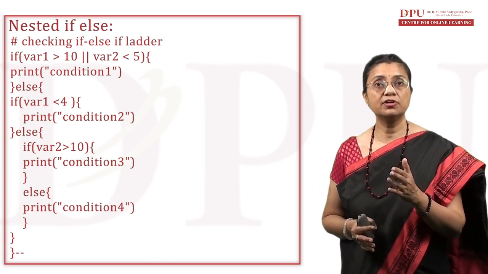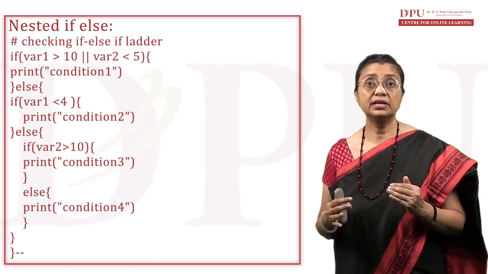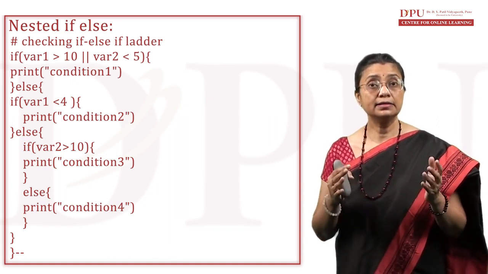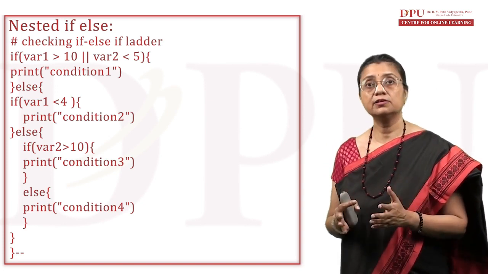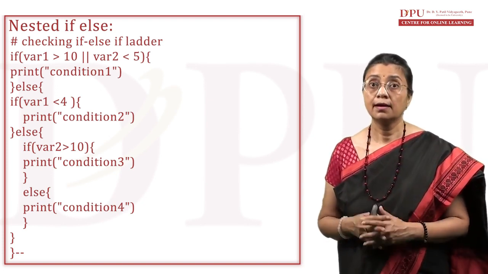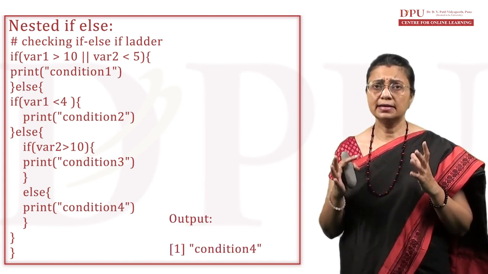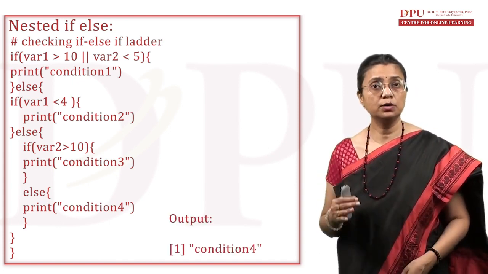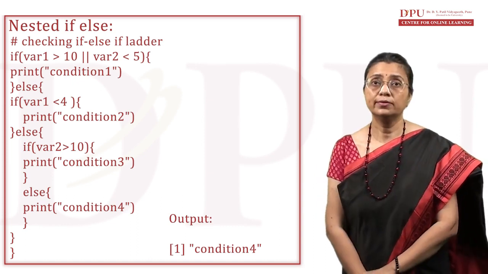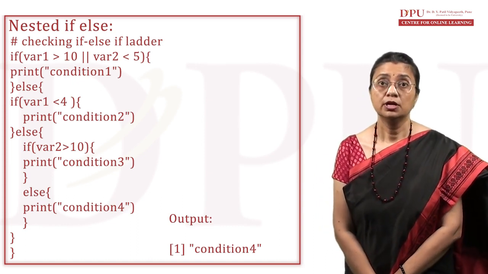There I'm checking if variable 1 is less than 4, print condition 2. Otherwise, I check again if variable 2 is greater than 10, print condition false, otherwise condition 4. So that is what I'm doing. I'm printing conditions 1, 2, 3, 4 on the basis of multiple conditions.